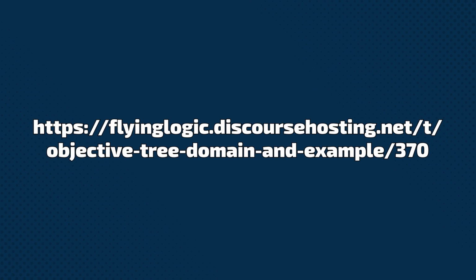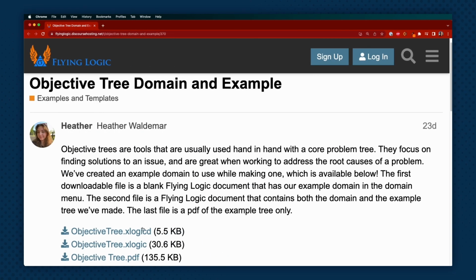You can download the domain using this post on our forum. The first file is a blank Flying Logic document that has the domain already in its domain menu. The second file is another Flying Logic document with the domain included. However, it also includes the tree we make here. The final link is a PDF of our example tree. If you're building a tree from scratch, feel free to either edit the example domain, make your own domain, or use the general domain in the default domain menu.